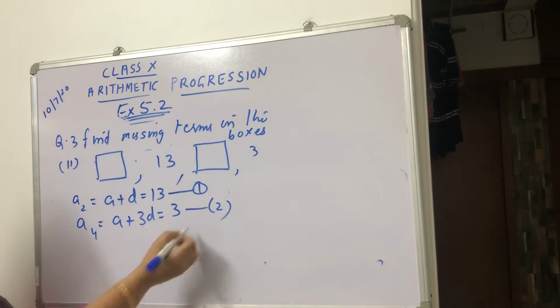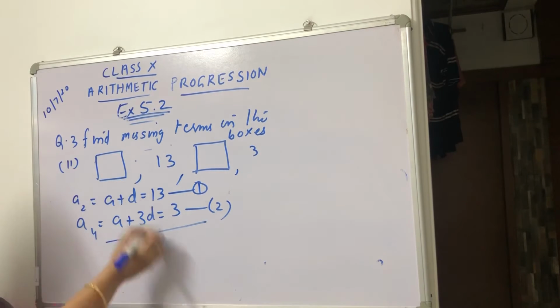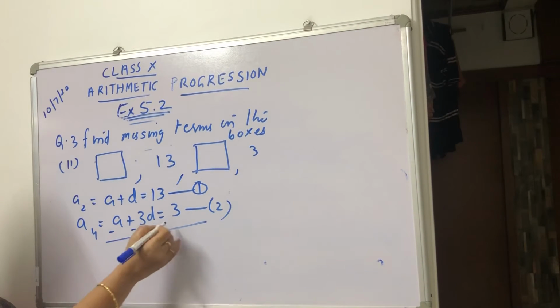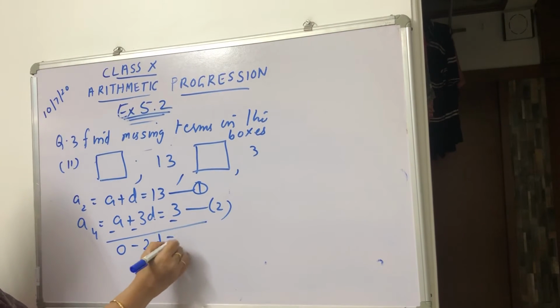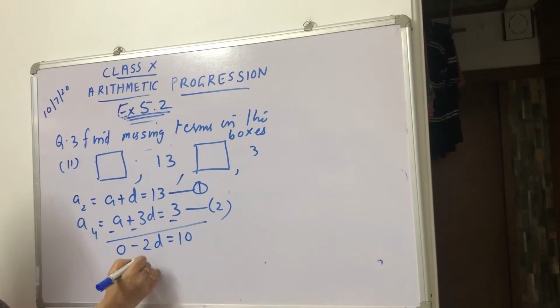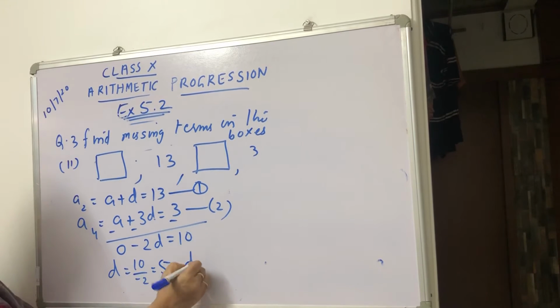You can do this subtraction. Eliminate this A here. Minus. A minus A is 0. Plus D minus 3D is minus 2D equal to 10. So minus 2D equal to 10. D is equal to 10 by minus 2, is minus 5. So D is minus 5.